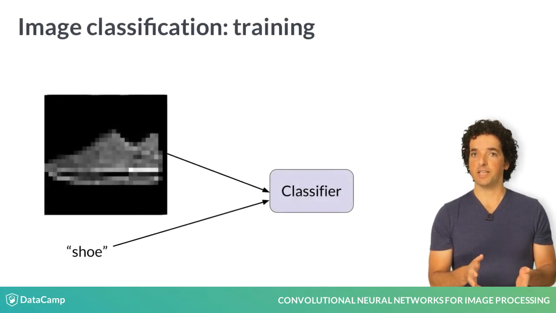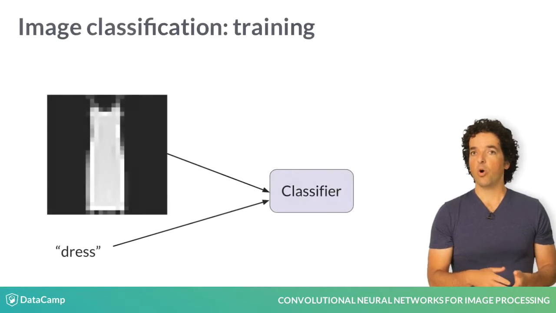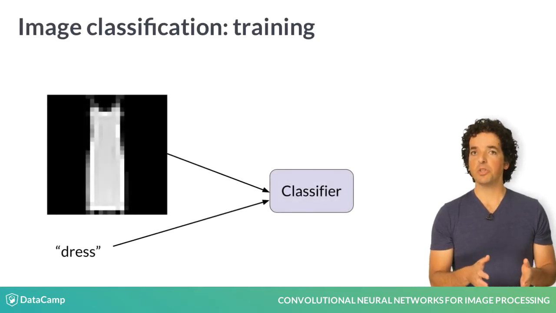In the training phase, we present the algorithm with samples from these 3 different classes, together with the class labels for each image. Over the course of training, the algorithm adjusts its parameters to learn the patterns in the data that distinguish between the 3 different classes of clothing.